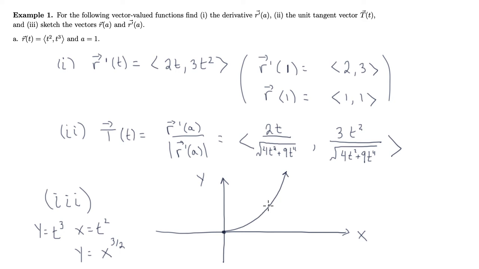And our position vector, so if here's 1, 1, here's r prime of 1 right here. So here's r of 1, the position at 1. When t is 1, we're pointing to the point 1, 1. And then the tangent is 2, 3. So it's going to be a little bit steeper. It's steeper going this way. So here's r prime of 1 going up that way. And it's supposed to be tangent to the curve. It doesn't look like, well, there it is.